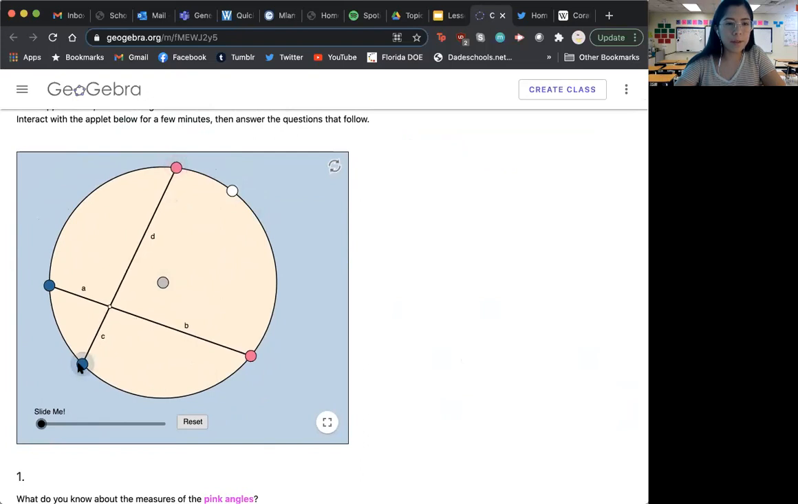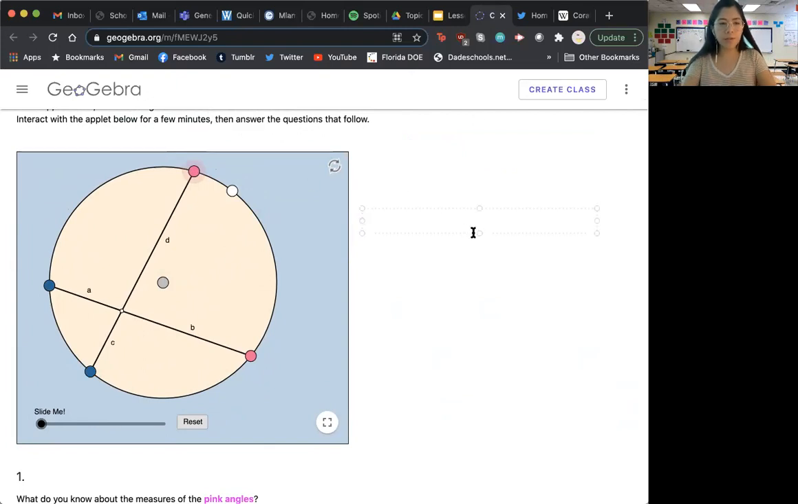Okay, and let me make this really, really obvious. So here's my two intersecting chords, right? And we already know because we just did it, that the equation would be that C times D is equal to A times B. That's the chord-chord product theorem. We already know that. C times D is equal to A times B. But let's figure out why. Why is that true?